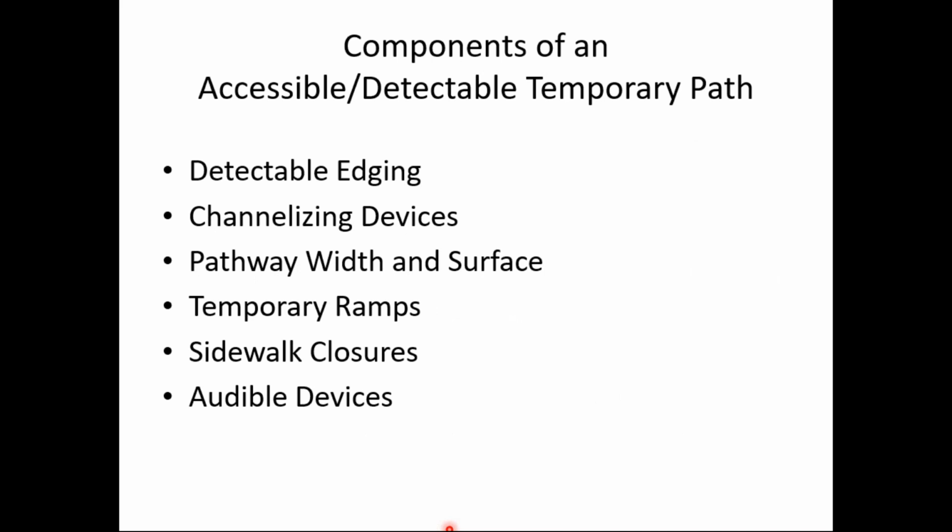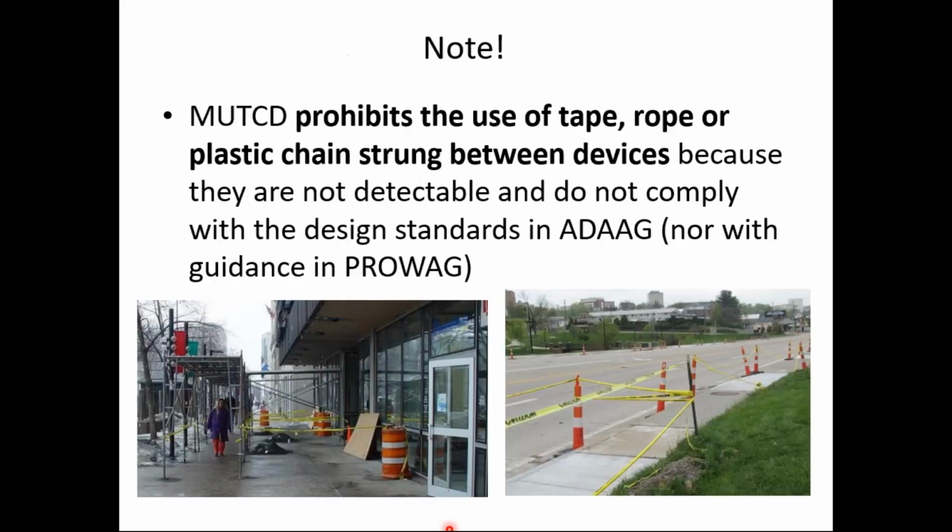These are the components of an accessible, detectable, temporary path. And this is what we'll talk about over the next little bit. We'll talk about detectable edging, as it's called. We'll talk about pedestrian channelizing devices, although we also will mention vehicular channelizing devices, but the focus is going to be on pedestrian. We'll talk about pathway width and surface a little more. We touched on that Tuesday. We will talk about temporary ramps. I think there was a question or two last time about temporary ramps. We'll also talk about sidewalk closures, and we will look at audible devices, including human beings.